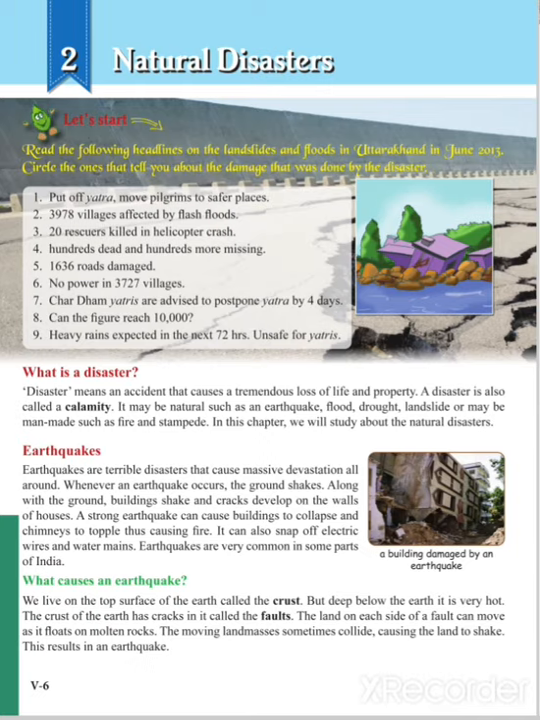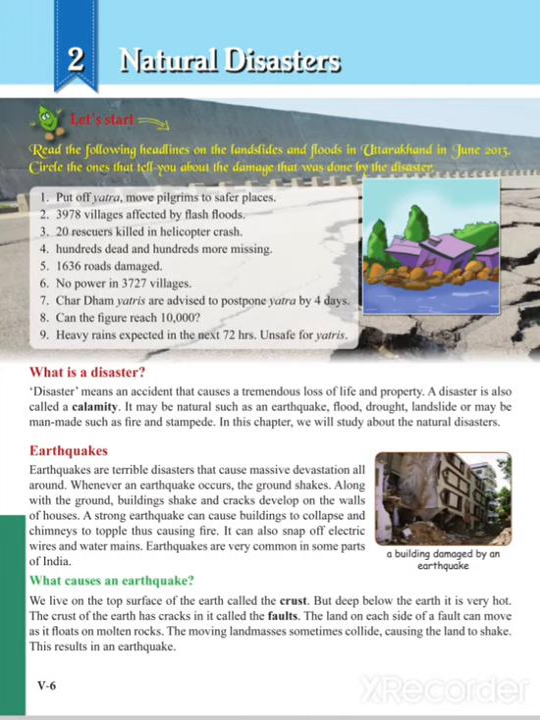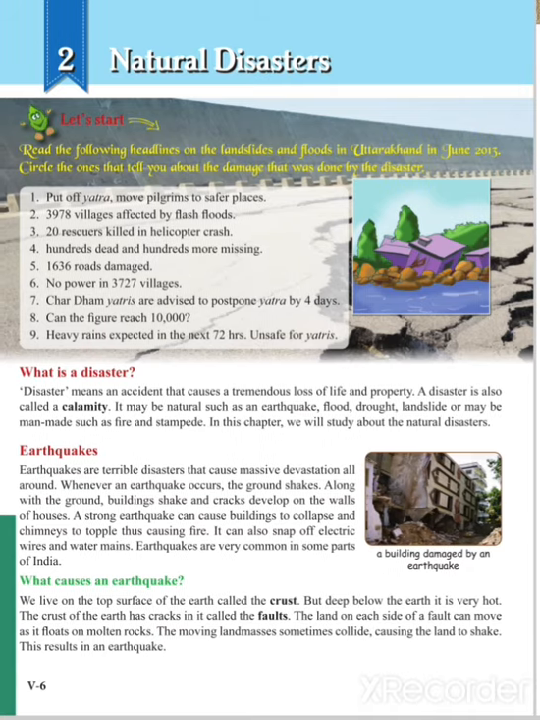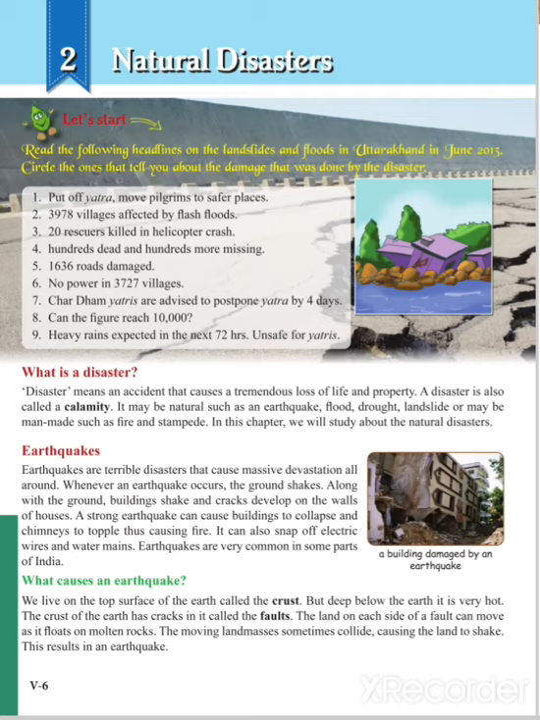So in this chapter we will study the natural disasters, that is earthquake, landslides, floods, tsunami and drought. So the first one is earthquake. What is an earthquake? The sudden shake on the earth's surface is called an earthquake. Earthquakes are tremendous disasters that occur on the earth's crust and cause massive devastation all around. Whenever an earthquake occurs, the ground shakes and the things on the ground like buildings, trees, structures will start shaking.